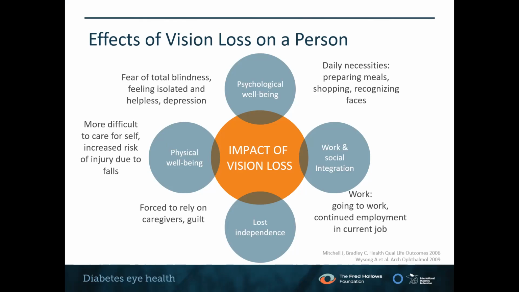Effects of vision loss on a person. Not only blindness, but any degree of moderate to severe visual loss due to any cause affects the quality of life of people in a multitude of ways, including their psychological and physical well-being, their work and social integration, and independence. Blindness robs people of their independence and dignity and increases the need for greater social support, and often this is in countries and localities where few options of specialized support for people with blindness exist.